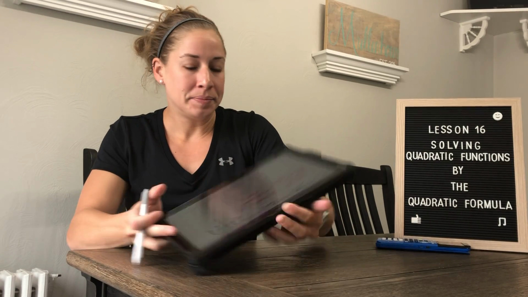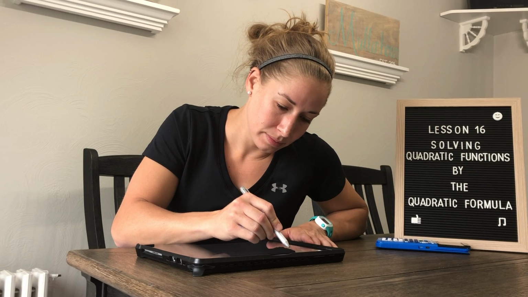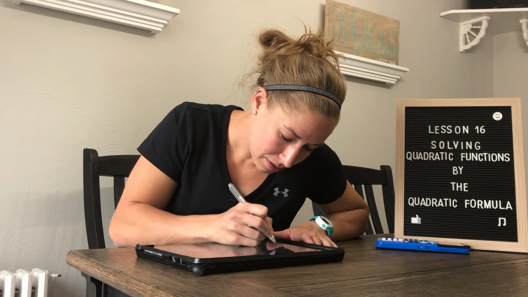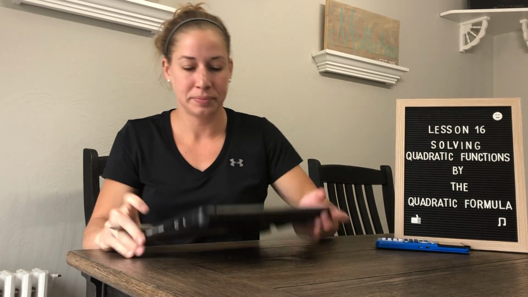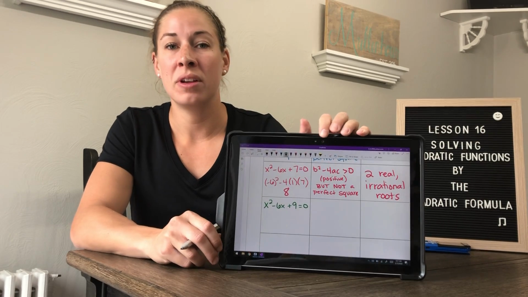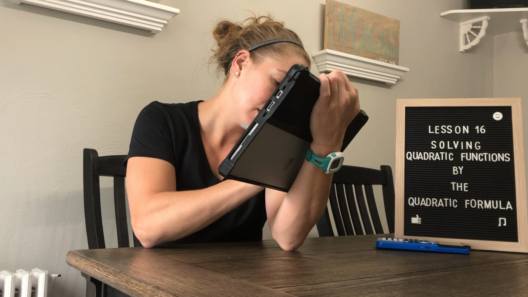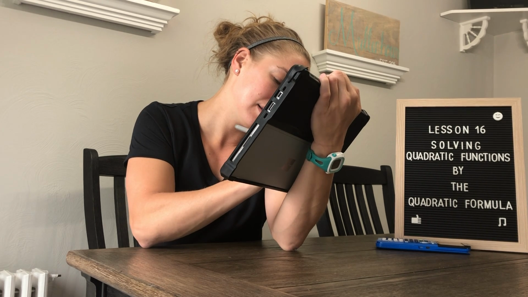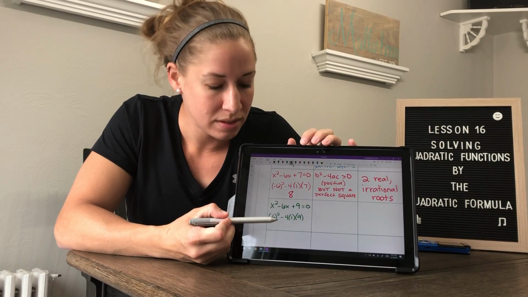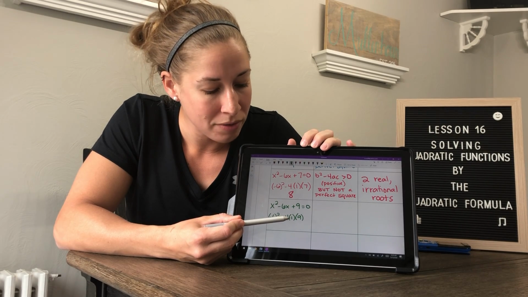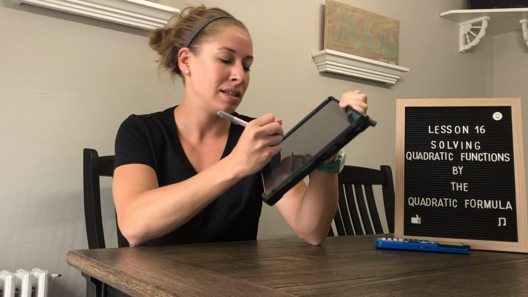All right, next, our example will be x squared minus 6x plus 9 equals 0. Okay, so now we need to find the value of the discriminant, which would just be b squared minus 4ac. Well, negative 6 squared is 36, minus 4 times 1 is 4, 4 times 9 is 36. So 36 minus 36 is 0.